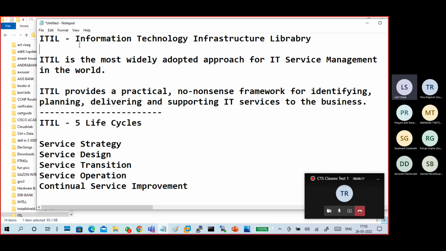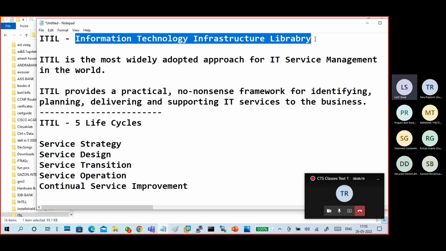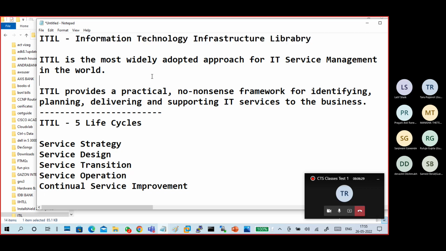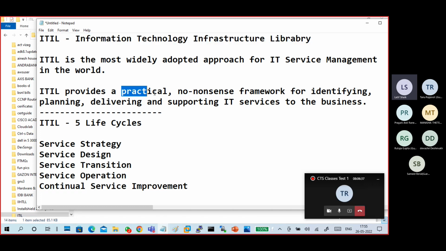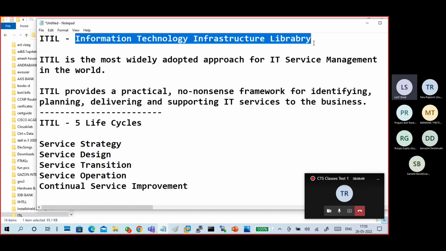Again, ITIL, IT Infrastructure Library, the most widely adopted approach of IT service management in the world. First of all, what is ITIL? Information Technology Infrastructure Library. ITIL provides a practical, no-nonsense framework for identifying, planning, delivering, and supporting IT services to the business. So this is the first point.